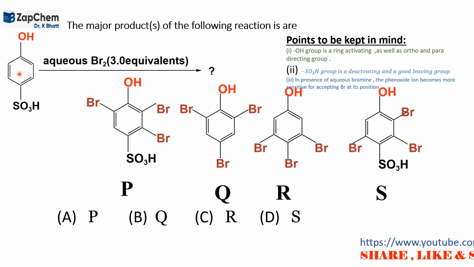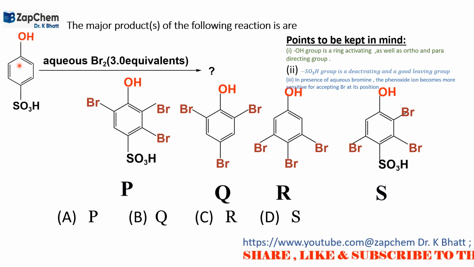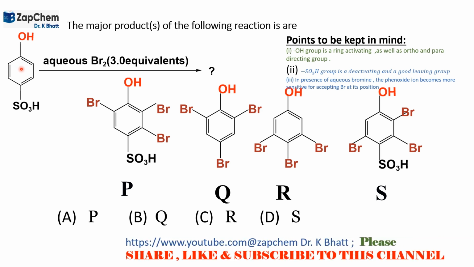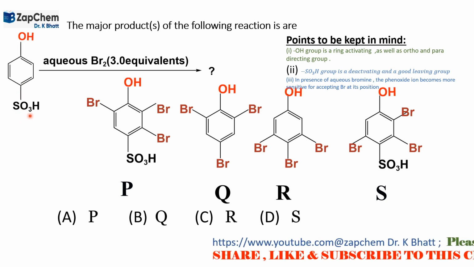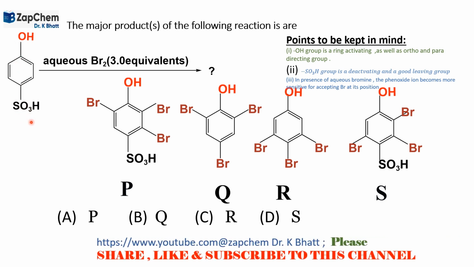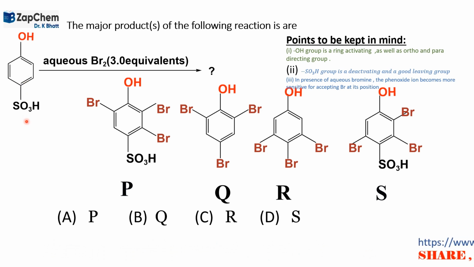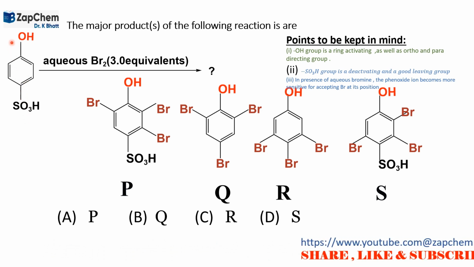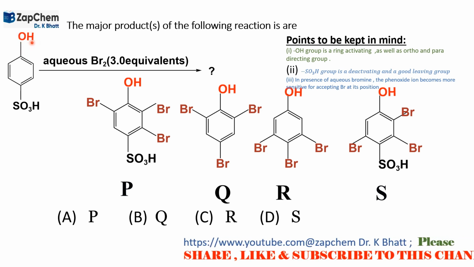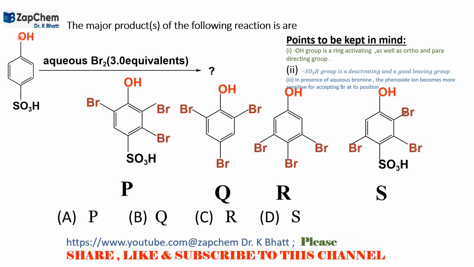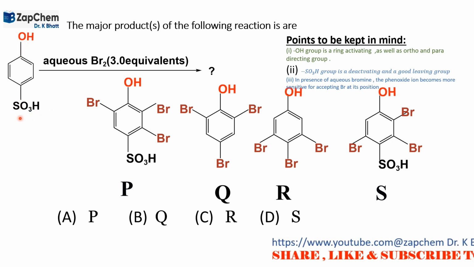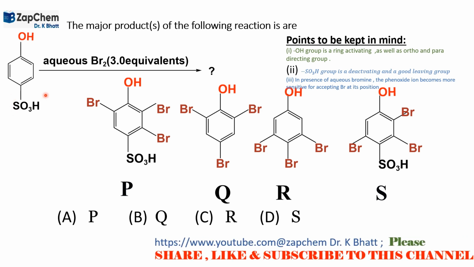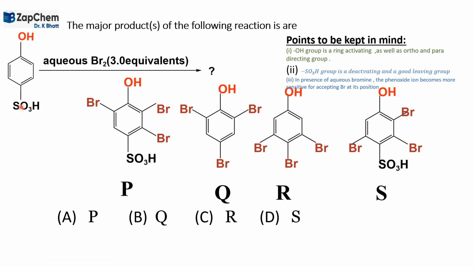Now, the characteristics of benzene are quite typical. The properties of the benzene depend upon the groups attached to it. And this, as we know, 4-hydroxybenzene sulfonic acid, is para-hydroxybenzene sulfonic acid. Now we know that OH group is an activating group. It is ortho and para directing. And SO3H group, of course, sulfonic acid group, is a deactivating group, and it's a good leaving group.